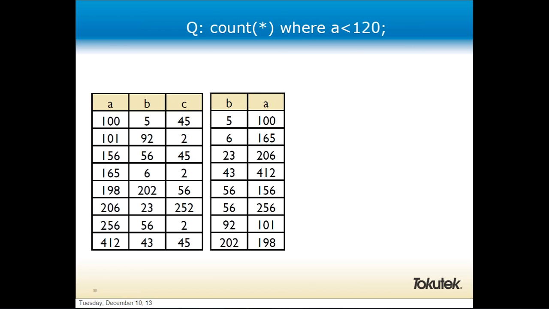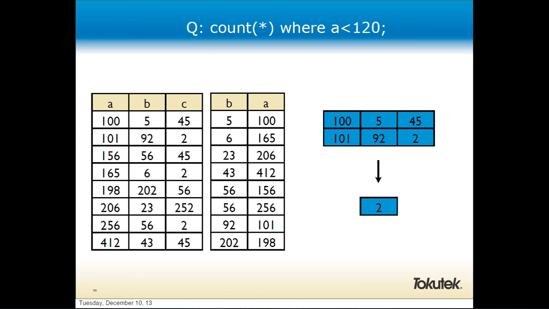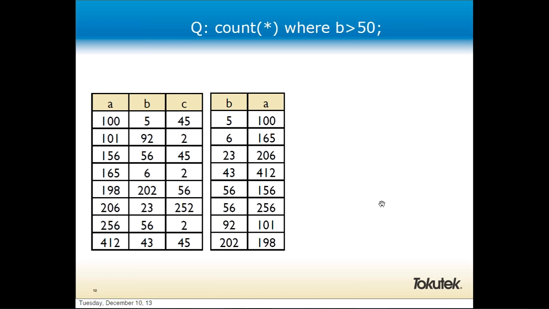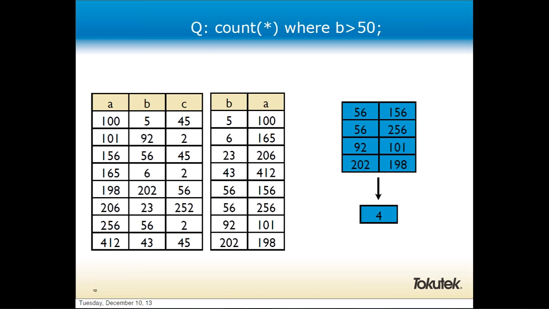Suppose you have a query of select count star where A is less than 120. Well, this query is going to be pretty fast. You go into the primary dictionary, you find the rows that are nice and next to each other where A is less than 120, and you count them up and you get your answer. Similarly, select count star where B is greater than 50 is going to be fast as well. You go to your secondary index, read the rows where B is greater than 50, you have the values of B here, and you count them up. 1, 2, 3, 4. You get the rows, and you're done.